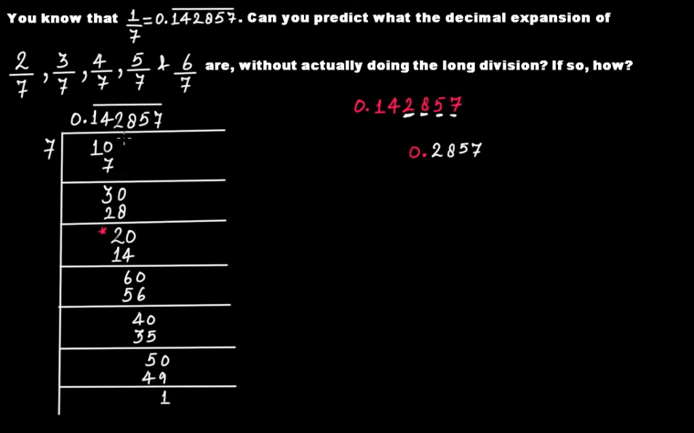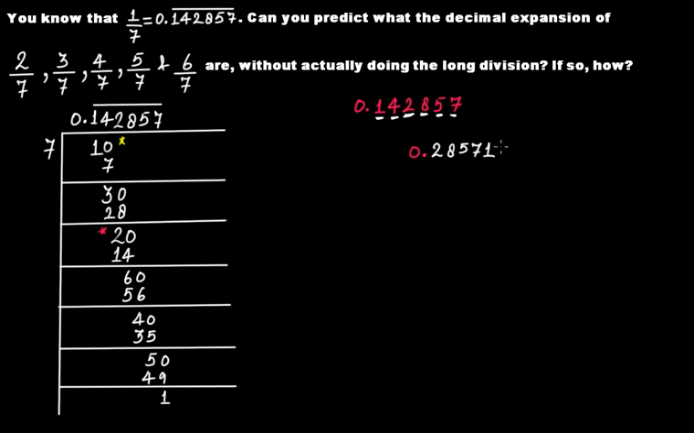Now your division will start from here. So next time you will get what? 7 times 1. So 7 times 1, this one will come here. Then you'll get 30. Sorry, remainder is 3. You'll put 0. Then 7 times 4.